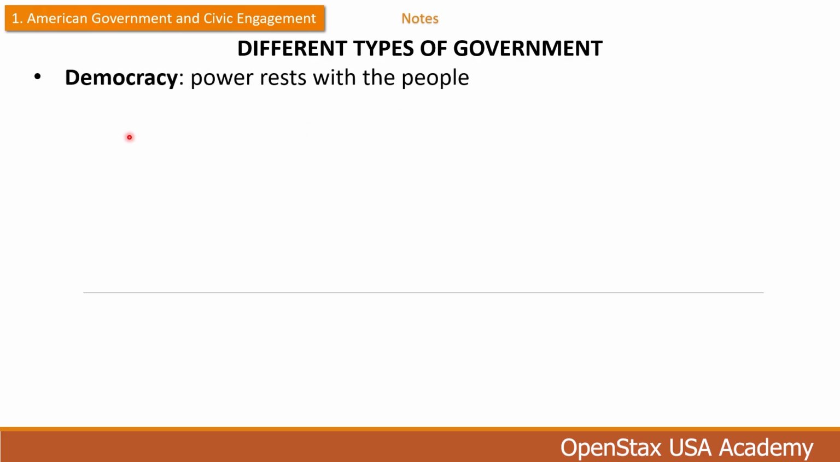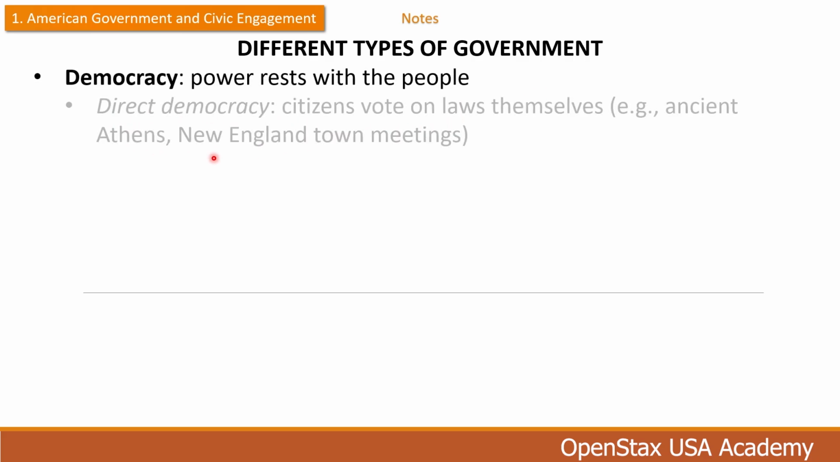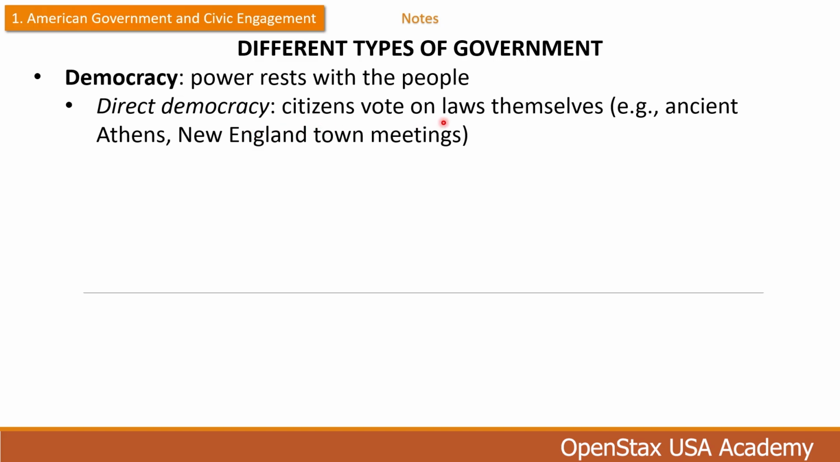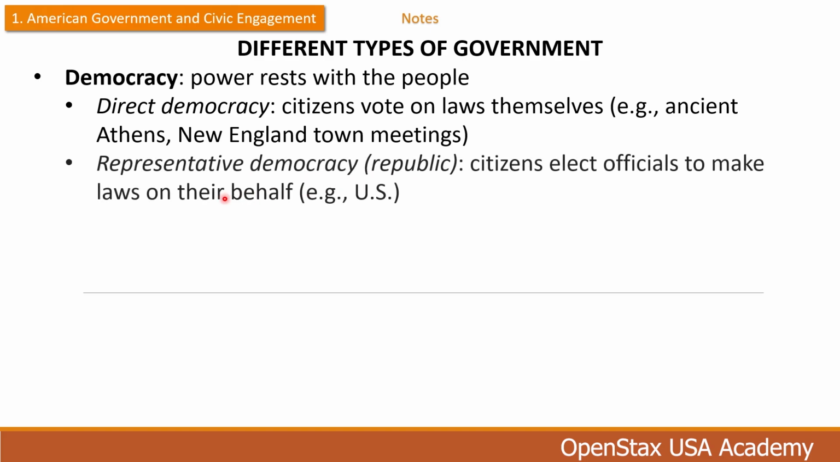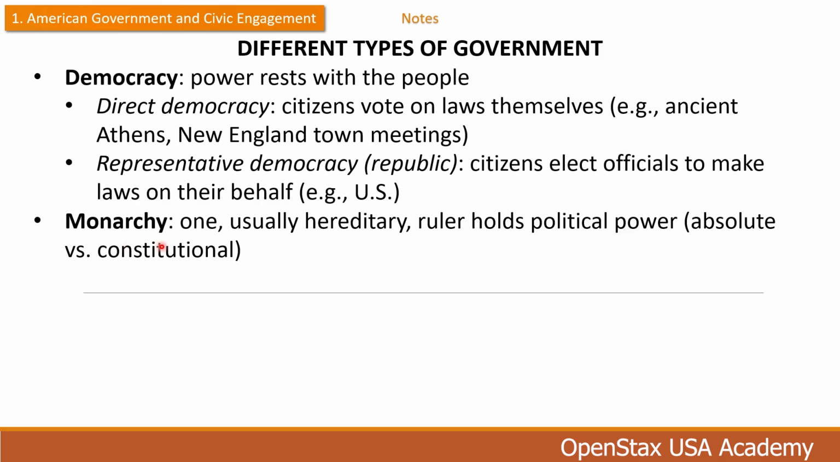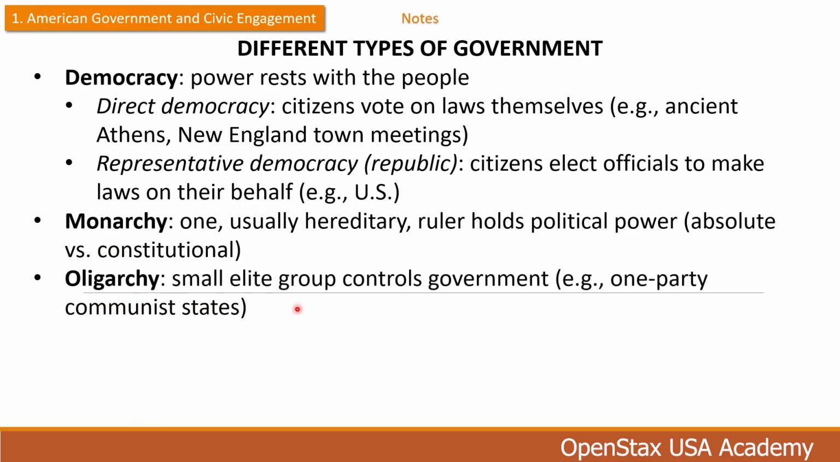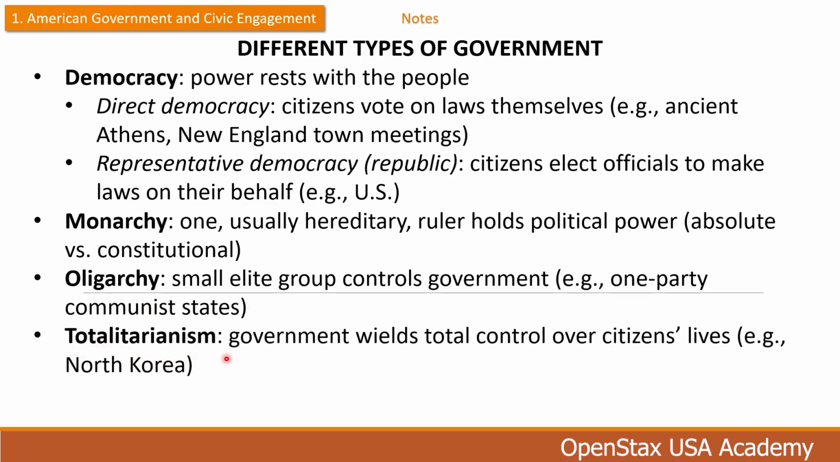Different types of government: democracy, where power rests with the people; direct democracy, where citizens vote on laws themselves, example ancient Athens, New England town meetings; representative democracy, or republic, where citizens elect officials to make laws on their behalf, example the US; monarchy, usually hereditary, where the ruler holds political power, absolute versus constitutional; oligarchy, where a small elite group controls government, example one-party communist states; totalitarianism, where government wields total control over citizens' lives, example North Korea.